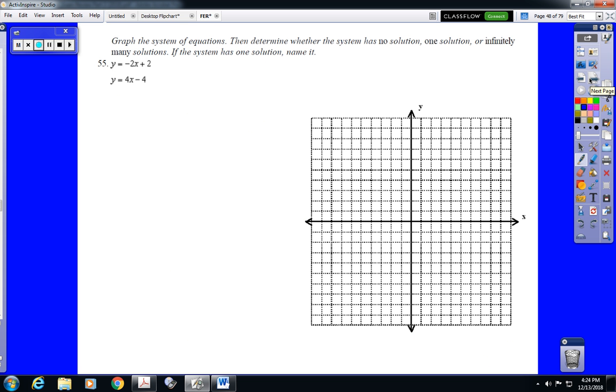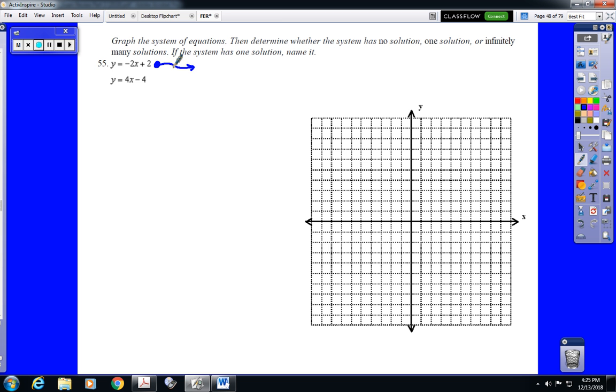Number 55 says graph the system of equations and determine whether the system has no solution, one solution, or infinitely many solutions. If the system has one solution, name it. So, our first equation here I'm going to graph with blue.